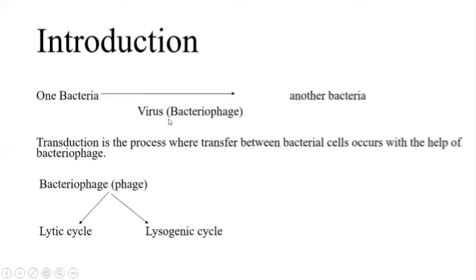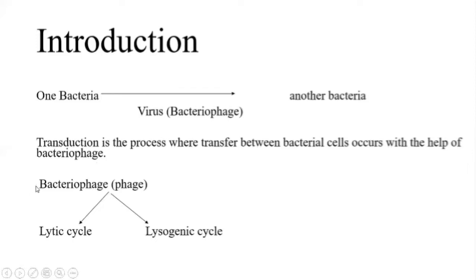Now we might have heard about many types of viruses such as plant viruses, animal viruses, but there are several viruses which particularly infect bacteria, and such viruses are known as bacteriophage. In short, phage. So transduction is a process where the transfer between bacterial cells occurs with the help of a bacteriophage. Now to understand this transduction process, let's first discuss the life cycle of a bacteriophage.